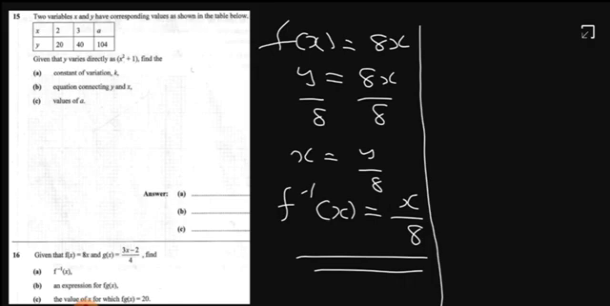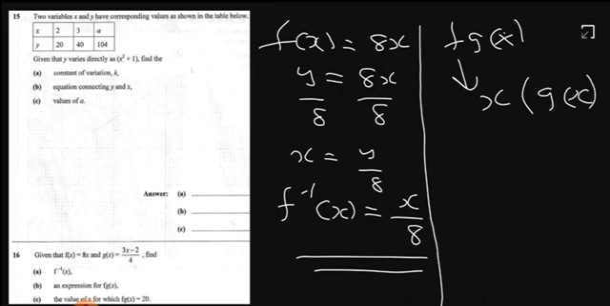Part B says find an expression for f of g. Now, f of g of x means in the function of f, where there's x, you put the function of g. So the function of f is 8x. Now here where there is x, that's where you put the function of g.